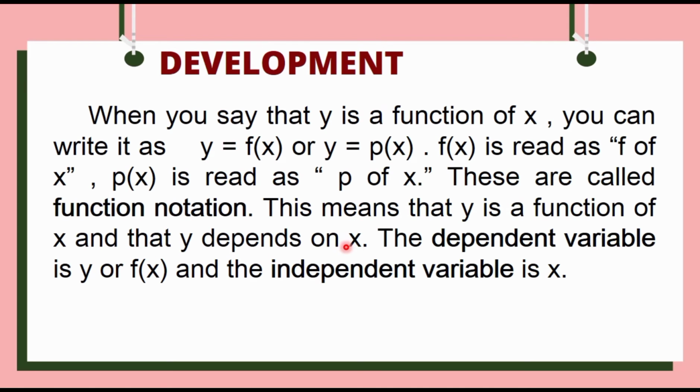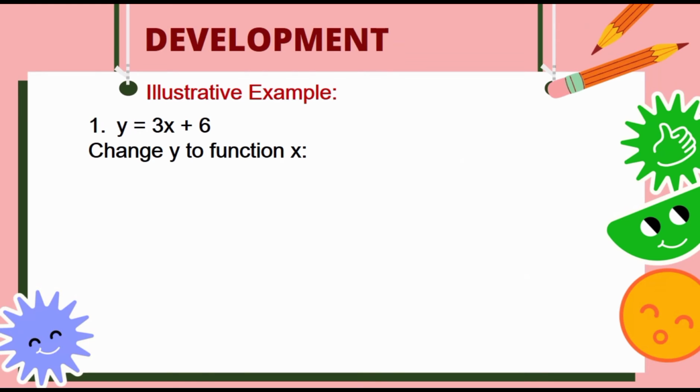So ano ba yung tinatawag natin function notation? Ang function notation, nare-replace natin yung y. Ginagawa natin siyang f of x. Kaya siya tinawag na function notation. So, the dependent variable is y or f of x and the independent variable is x. So, laging dumidepende yung ating range sa ating domain. Okay. So, gaya nga sa paggawa ng table of values, the value of our range is always dependent to the value of our domain.